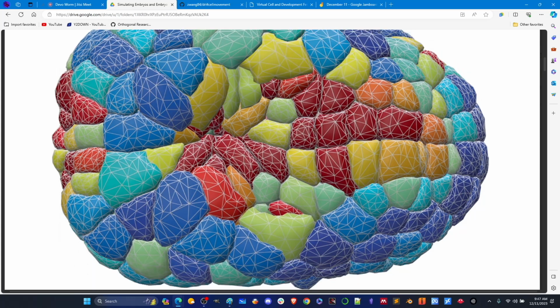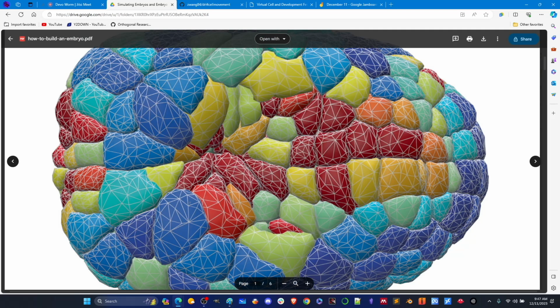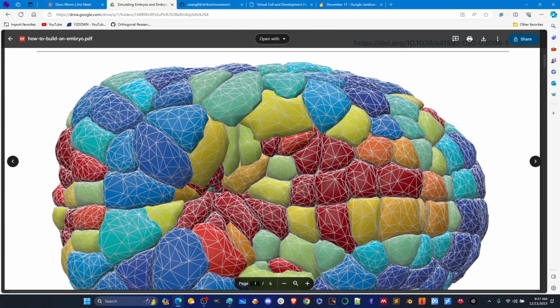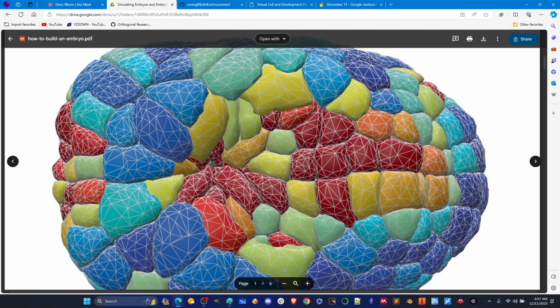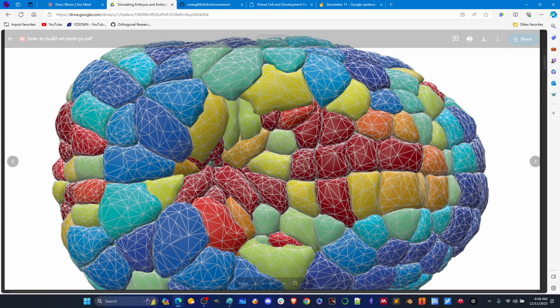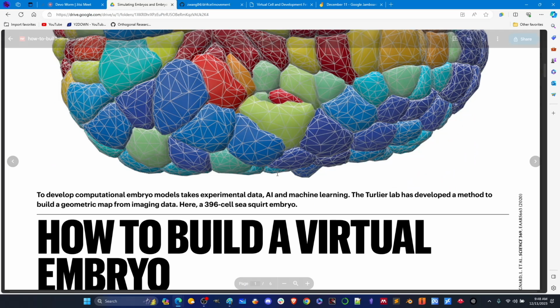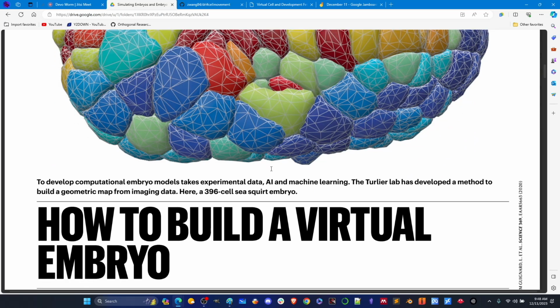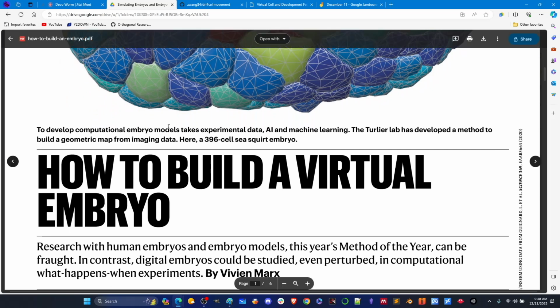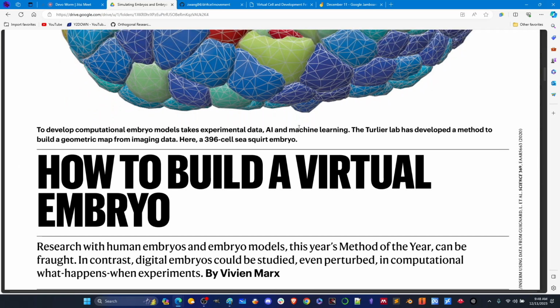So it allows you to estimate the forces across the entire embryo for all cells and cell interaction spaces. In the last paper we saw that they had characterized the cells moving around and the forces, and there are all sorts of interesting interactions there. In this case, they're just measuring the forces, and you can measure it dynamically over the period when cells are dividing and migrating and get a sense of what those are. So you're actually adding to the parameter space. To develop computational embryo models takes experimental data, AI, and machine learning.